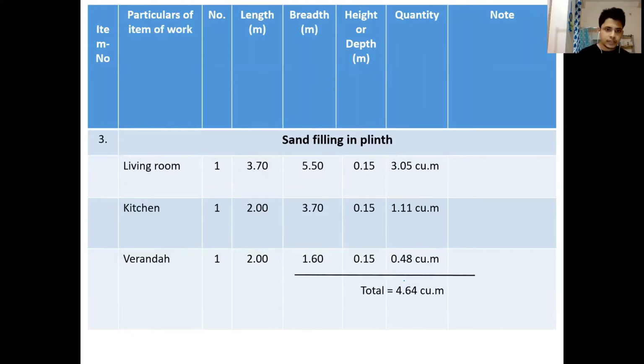Then there was sand filling. The dimensions will be exactly the same except the height. Other things are the same. The height, we saw from the sectional drawing, is 15 centimeter. So we are taking all the dimensions and getting the volume, and then finally we are adding to get the total volume of work.